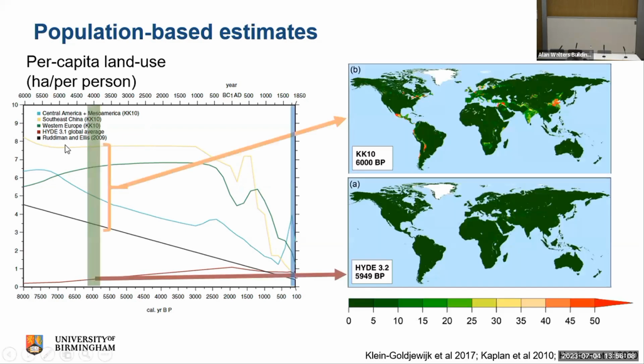If you put those together and look at what it looks like in the mid-Holocene, you get these two contrasting images. The thing I want you to remember is that KK10 is the top one with the higher per capita estimates, and HYDE is the much lower one on the bottom. So there's those two.